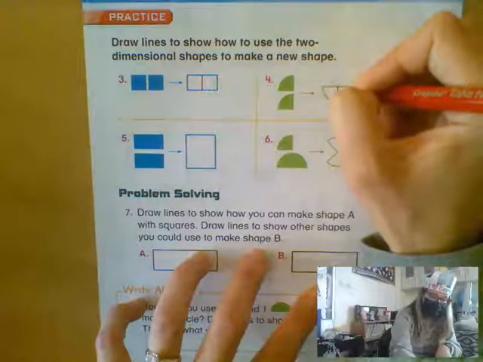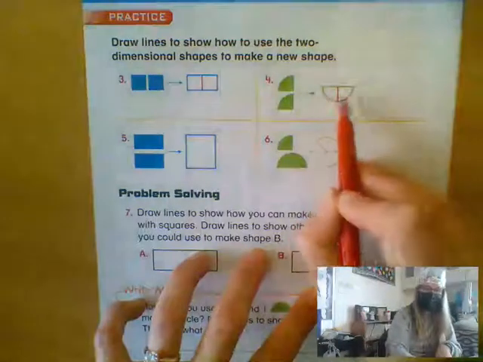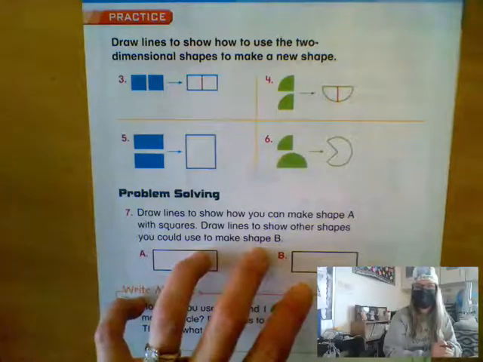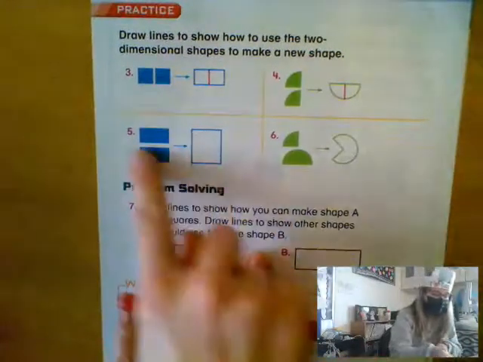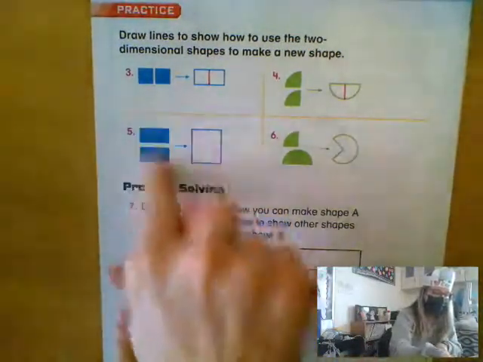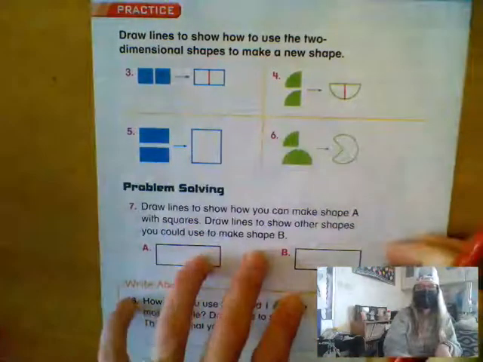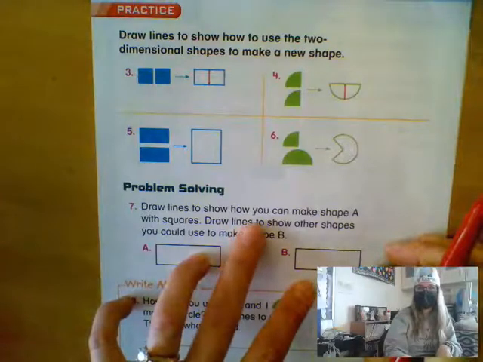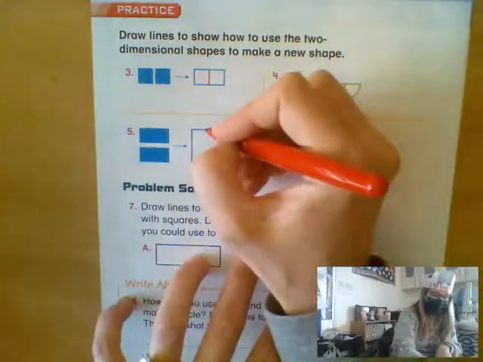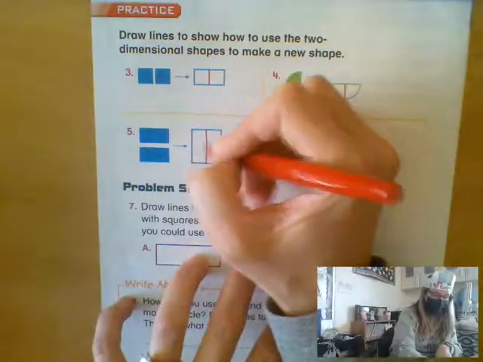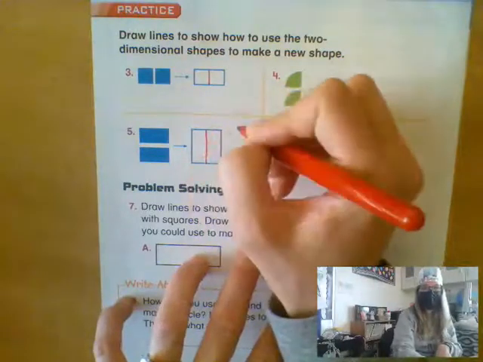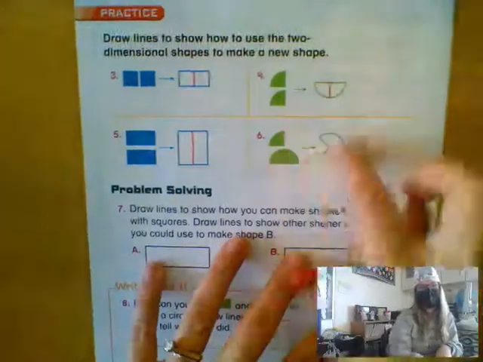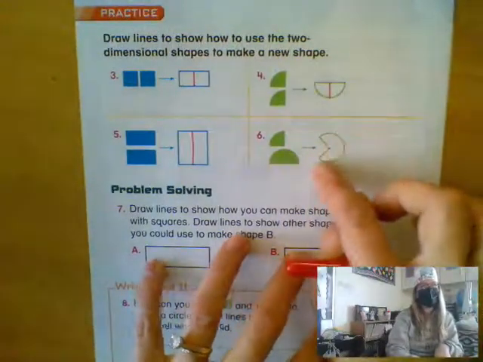So go ahead and draw a line right down the middle, and now we have those two curved semicircles making a half circle. Isaac, where would the line go to make this shape? Top down, right? Yes, good job. So we have two tall rectangles put together to make one big, fat, tall rectangle. Now this one's a little bit trickier. We're kind of making a Pac-Man.